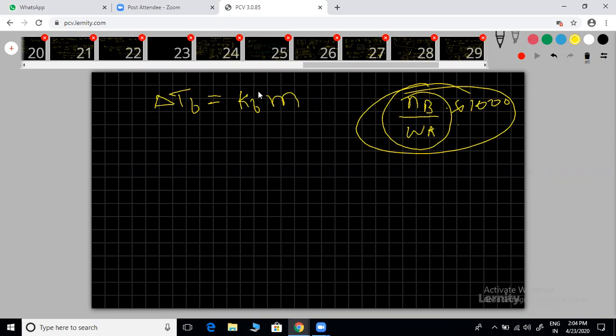Ebullioscopic constant. We can find out delta TB. Equal to molality and mole fraction relations, already you know that one: KB into 1 minus XB by XA into 1000 by MA. So instead of giving molality, they may give mole fractions also. So by giving mole fraction, how to find out delta TB?